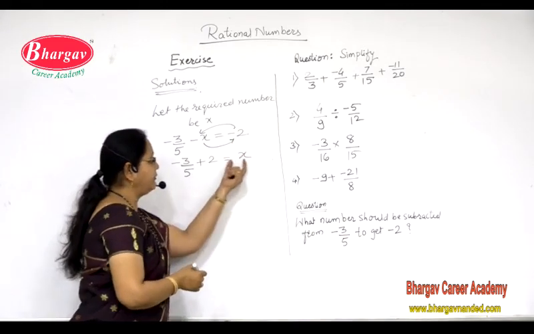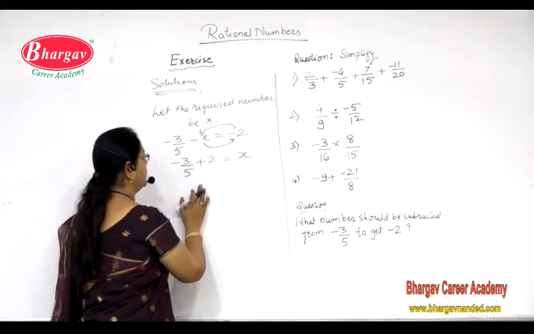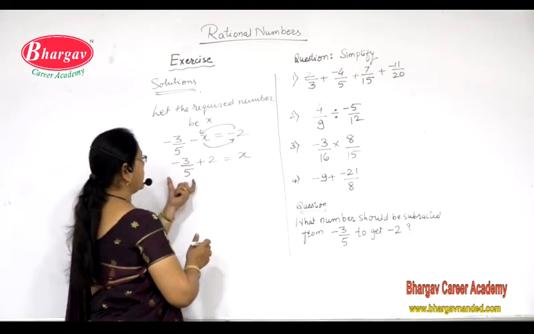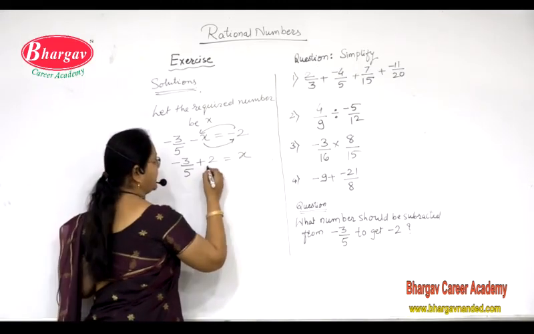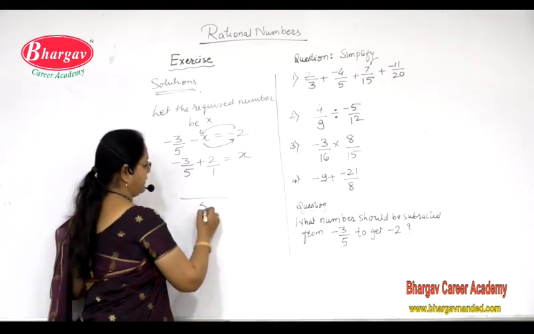Okay. So we need to find the value of this x. It is not compulsory that you write it on the left hand side. You may write it on the right hand side also. While solving this, I again write this 2 as 2 by 1. I take the LCM of 5 and 1 as 5.